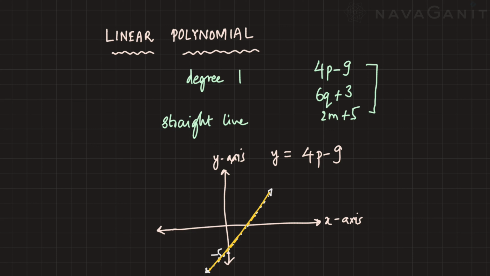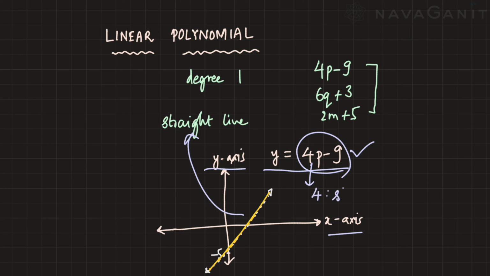Say we have the equation y equal to 4p minus 9. Now this is a linear equation and this is a linear polynomial. So the graph of this, if we plot it on the xy axis, would be a straight line. So this is a straight line with a slope of 4. We'll understand more about what we mean by slope and how the slope is 4 in the later lessons.